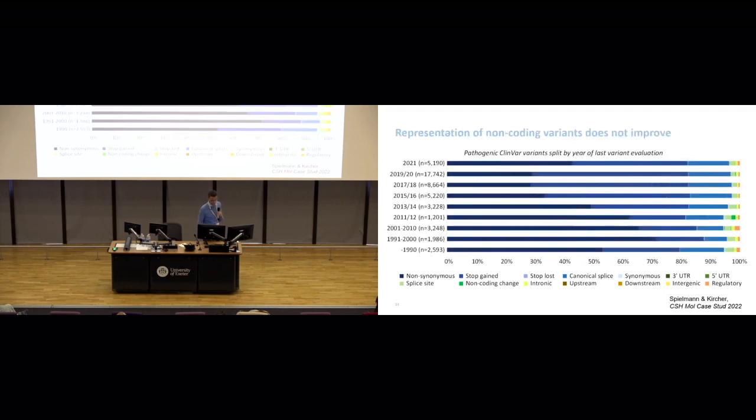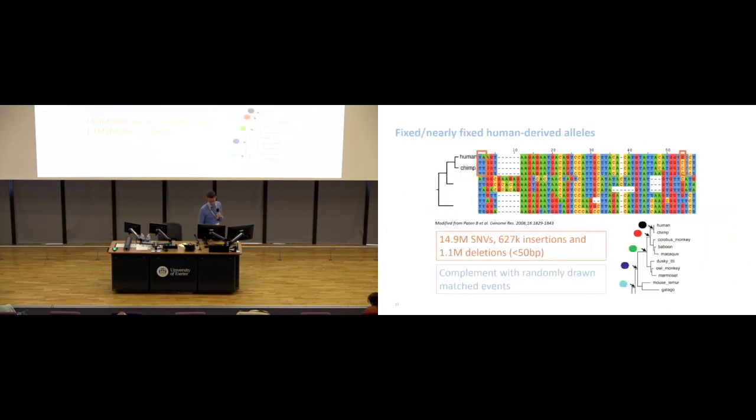And now you might wonder, well, maybe this has changed in more recent submissions to ClinVar. And the unfortunate answer is no, right? This proportion has stayed the same. So you have this very clear underrepresentation of non-coding variation that also didn't improve over the years. So what we came up with 13 years ago is actually still very sensible.